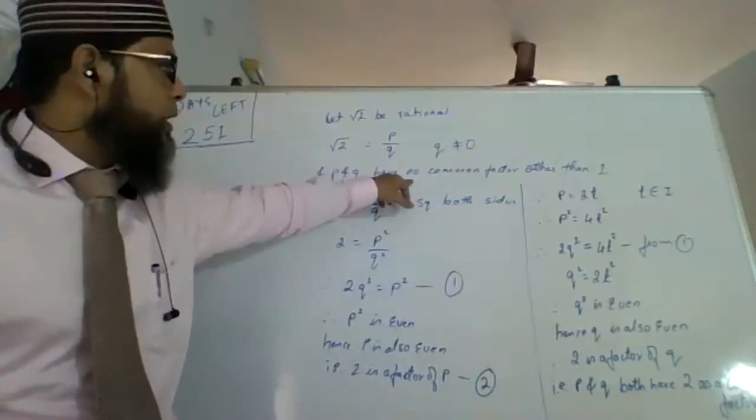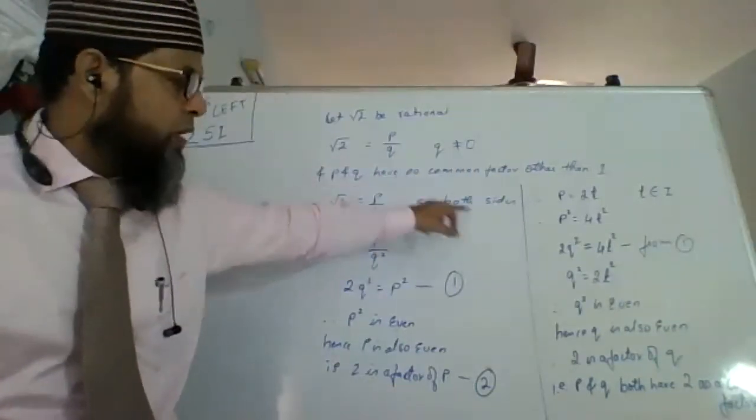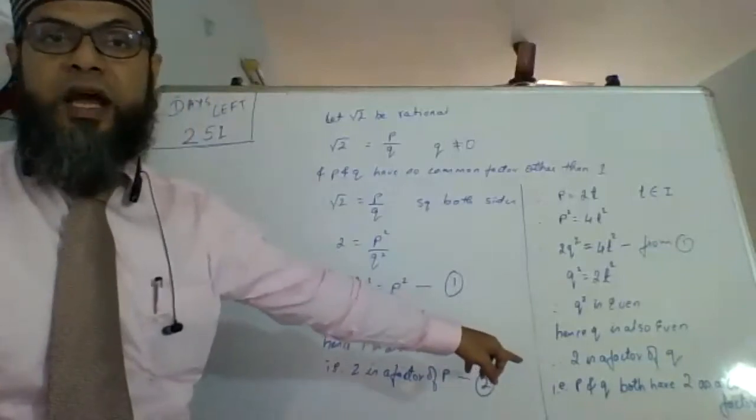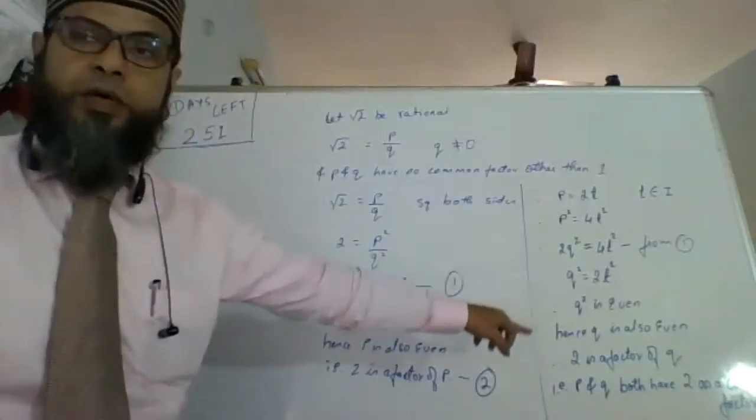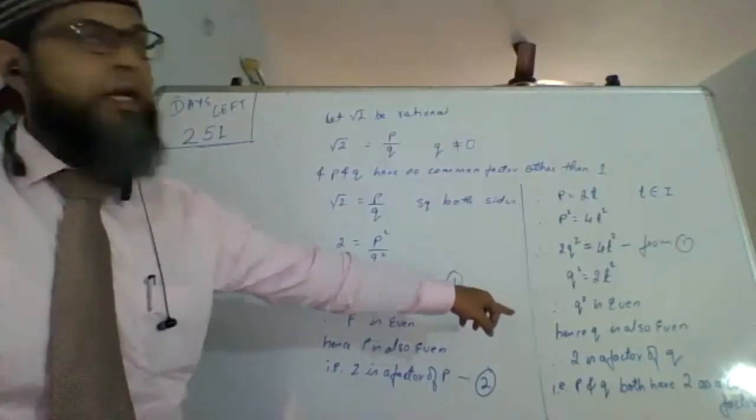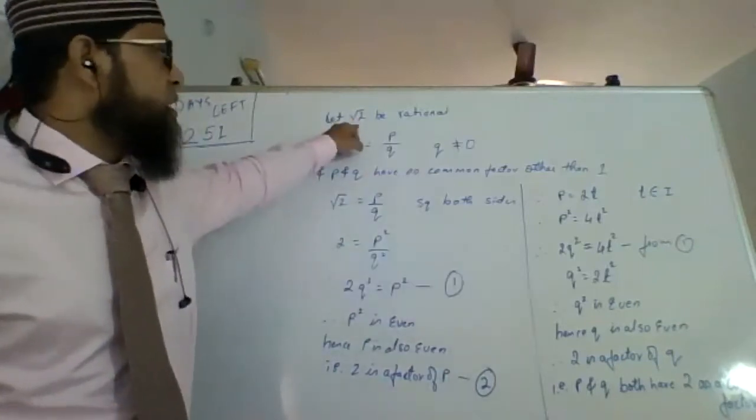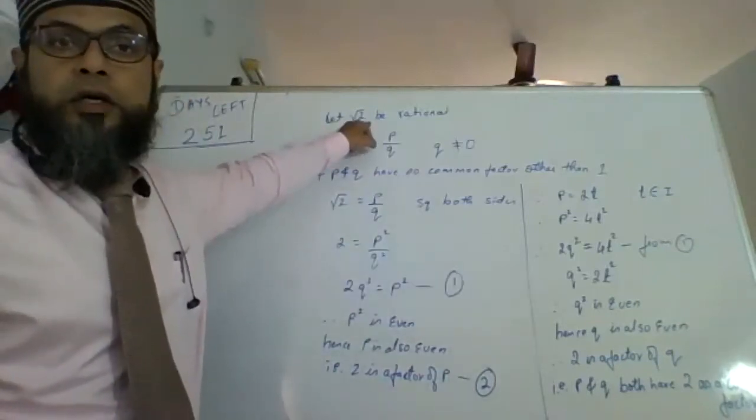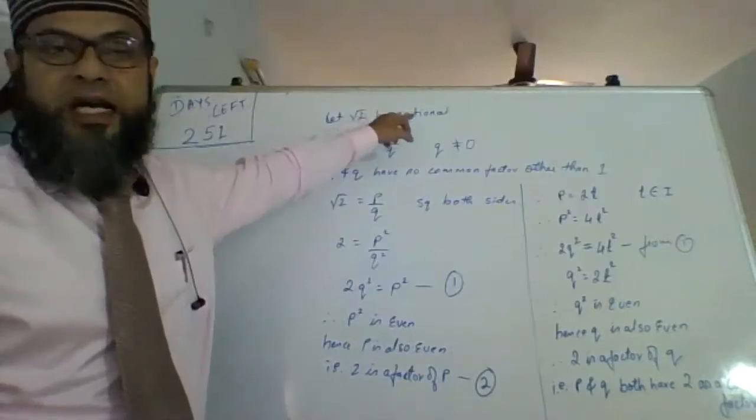Now यहाँ हम लिख रहे हैं there is no common factor other than 1, and यहाँ we are proving that they have a common factor which is other than 1, that is 2. Why is that? That is because this assumption is wrong. Hence √2 is an irrational number.